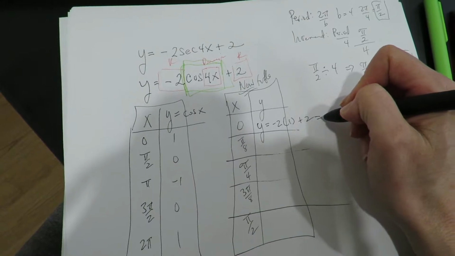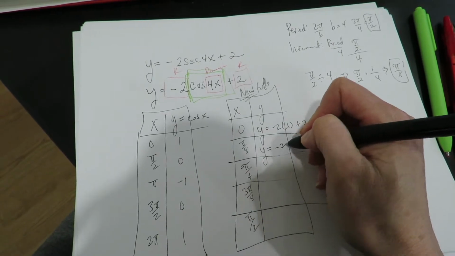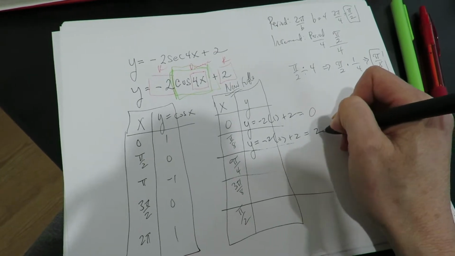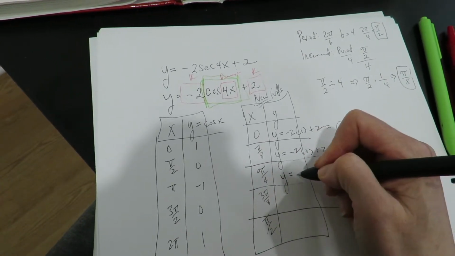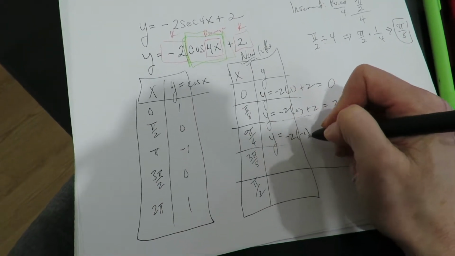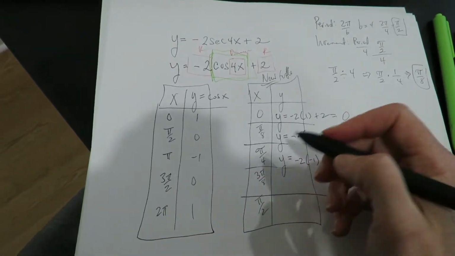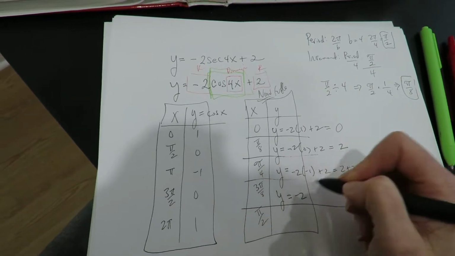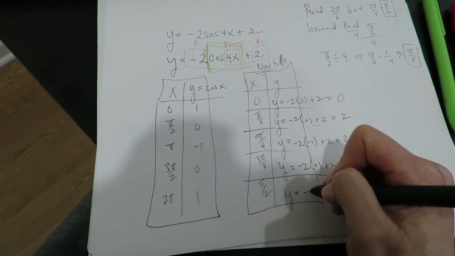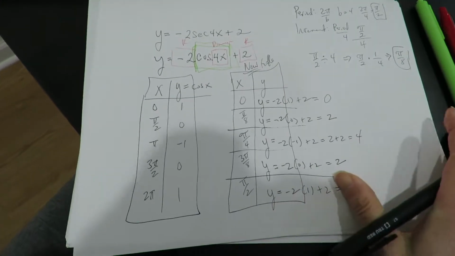So the first value is going to be -2 plus 2, which is going to be 0. Next y value: -2 times the output of the cosine, which is 0, plus 2, that is going to be 2. Y is equal to -2 times the output of the cosine, which is -1, plus 2. So that's actually 2 plus 2. That's going to be 4. Okay, y equals -2 times the output value plus 2. That's going to be 2. Y equals -2 times the output value plus 2 is going to be 0.